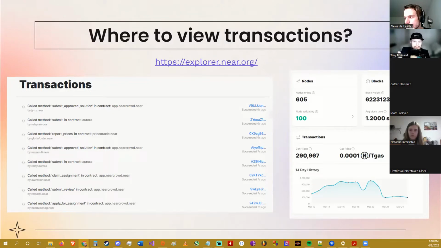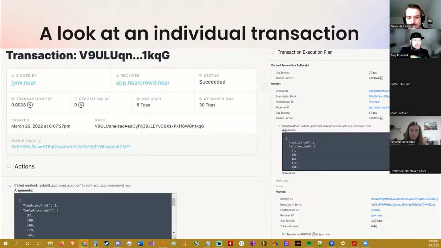You can see the average block time is 1.2 seconds. So that's about how long you could expect to receive your first confirmation whenever you send a transaction on Near protocol. You can see on the bottom right the 14-day history of transaction volume. Let's take a closer look at an individual transaction.